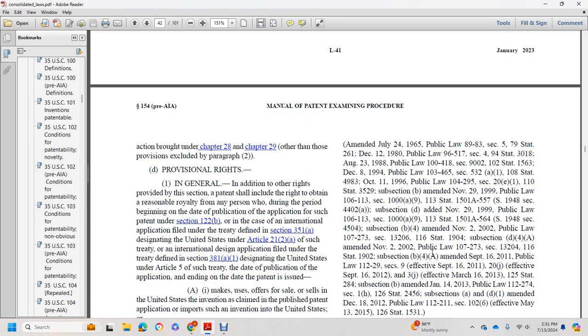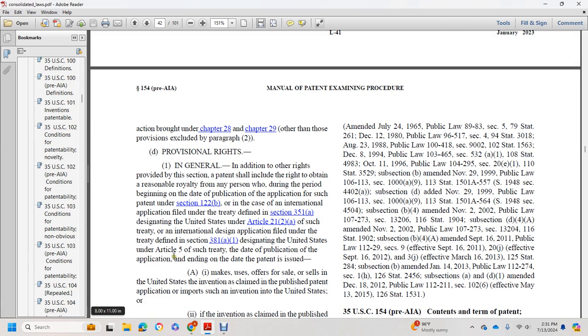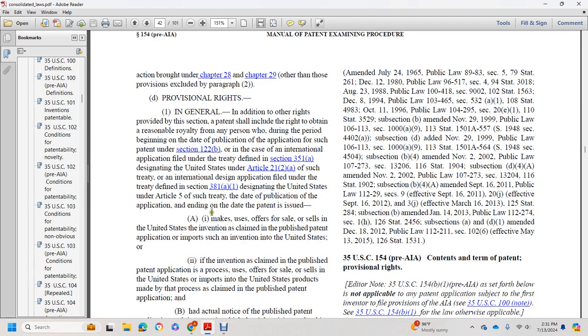The provisional rights, in addition to the rights provided in the section of the patent, shall include the right to obtain a reasonable royalty from a person who, during the period beginning on the day of the publication of the application under subsection 122(b), in the case of an international application filed under a treaty defined in section 351(a) designating the United States under Article 21(2)(a) of such treaty, or an international design application under the treaty defined in section 381(a)(1) designating the United States under Article 5 of such treaty, the date of publication of the application and ending with the date the patent is issued, makes use of the invention.